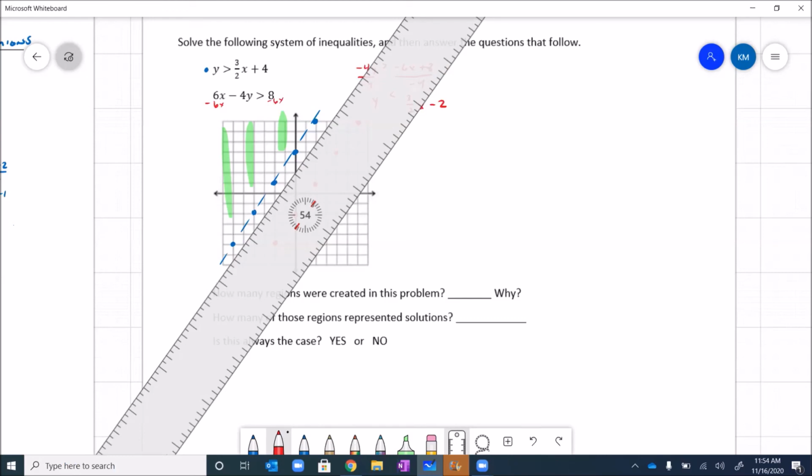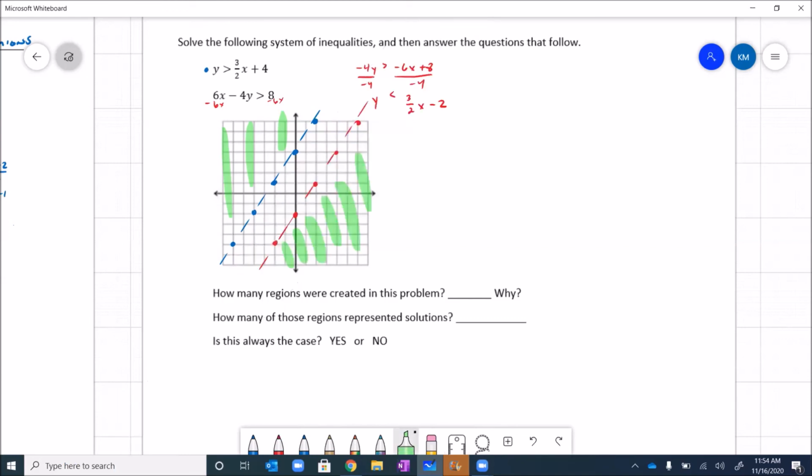All right. You'll notice about these two lines, and then the shade below. Okay, and then it shades below. And so there are 1, 2, 3 regions created because the lines are parallel. And then it says how many of these regions represent solutions, and the answer is none. Okay, because remember, a solution happens only when our regions both intersect at that spot.